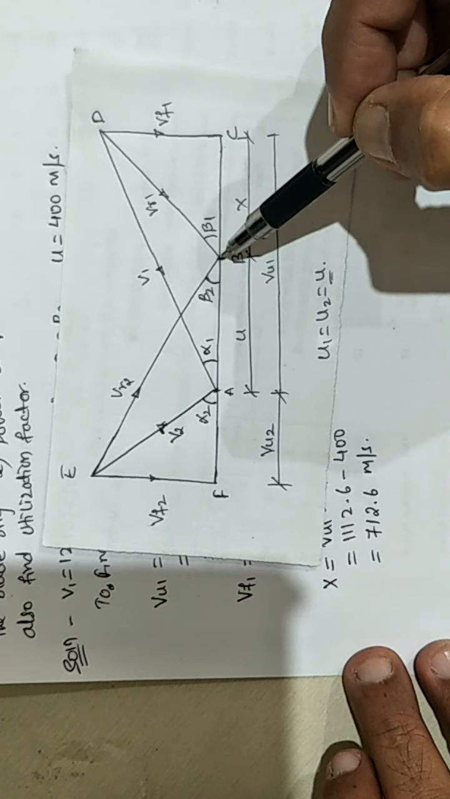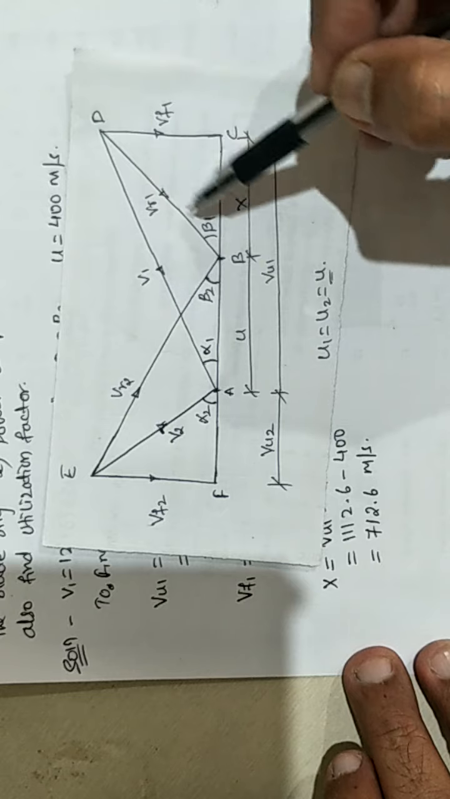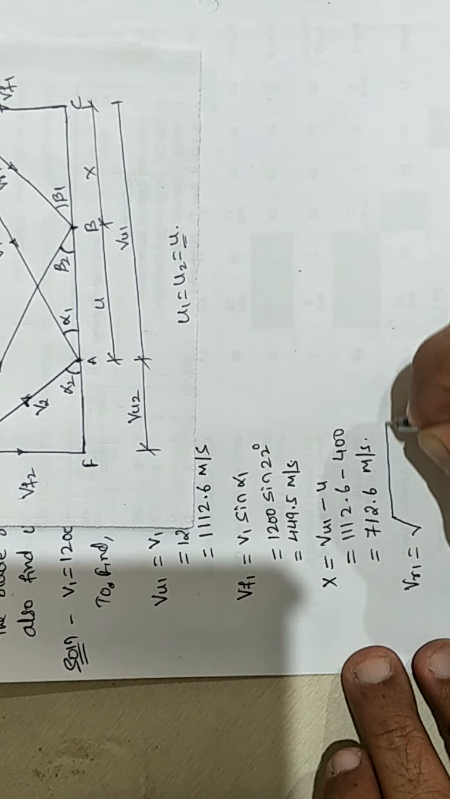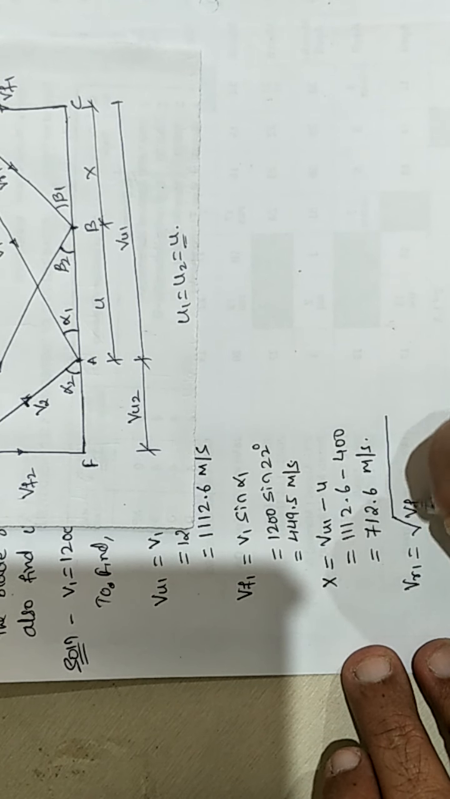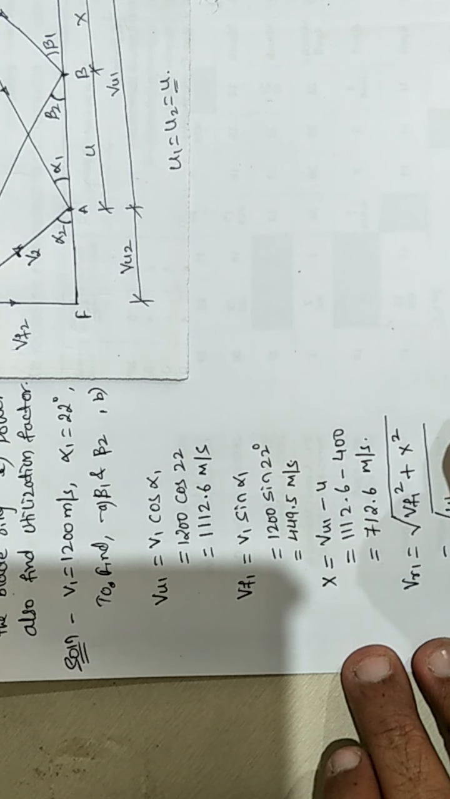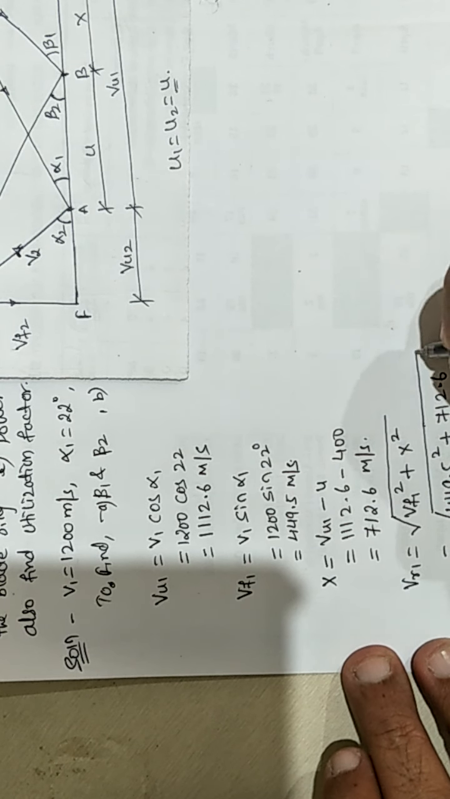So by applying the Pythagoras theorem, I can calculate VR1 here. VR1 is equal to square root of VF1 square plus X square. How much is VF1? 449.5 square plus 712.6 square.